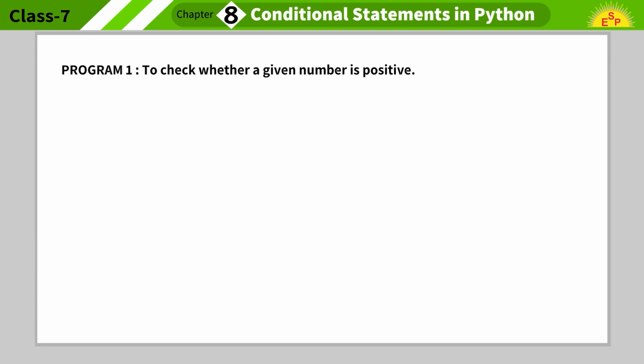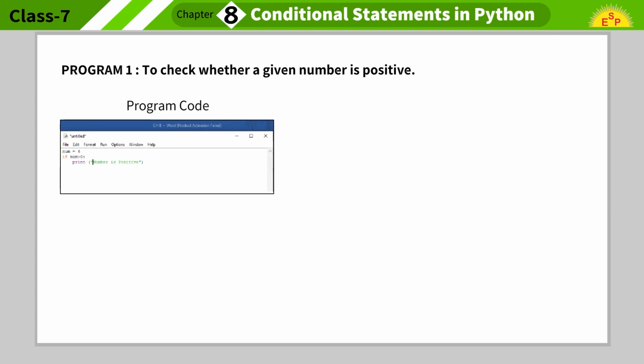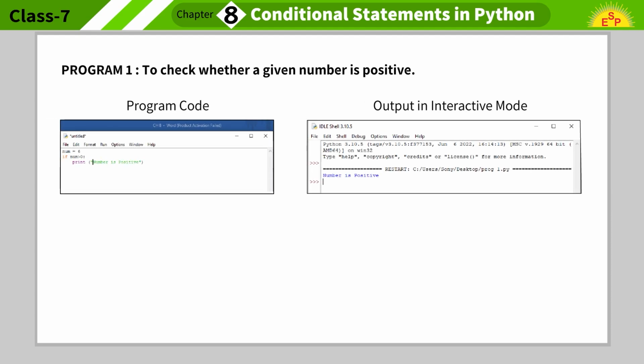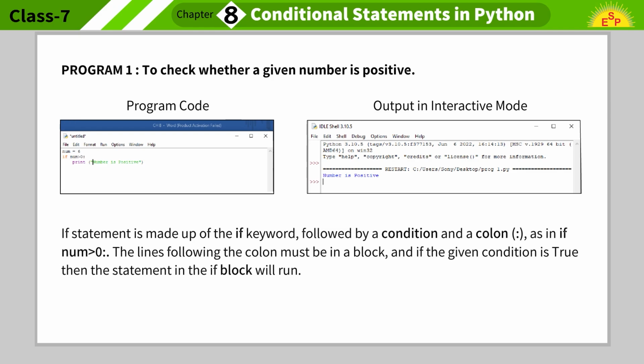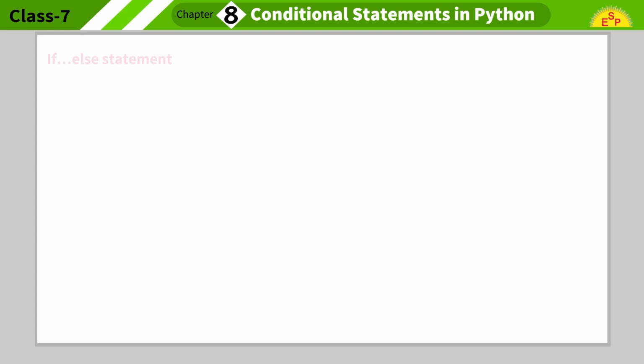Program 1. To check whether a given number is positive. Program code. Output in interactive mode. If statement is made up of the if keyword, followed by a condition and a colon, as in if num > 0. The lines following the colon must be in a block, and if the given condition is true, then the statement in the if block will run.